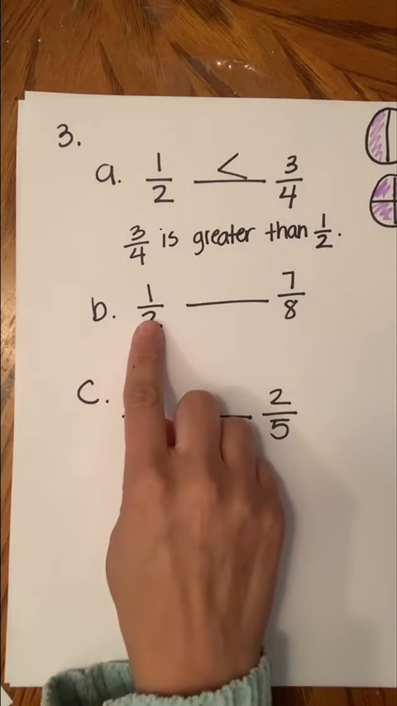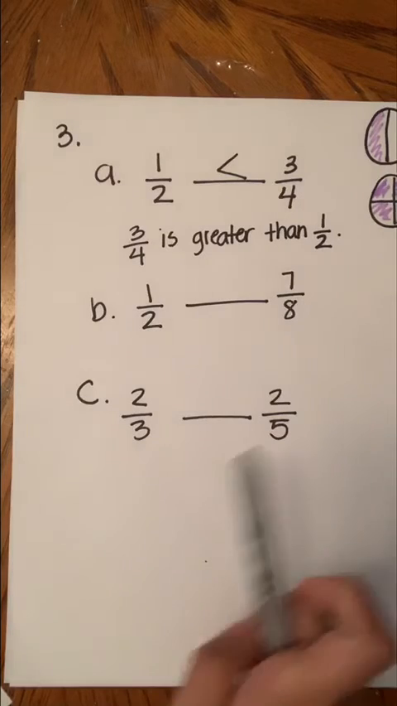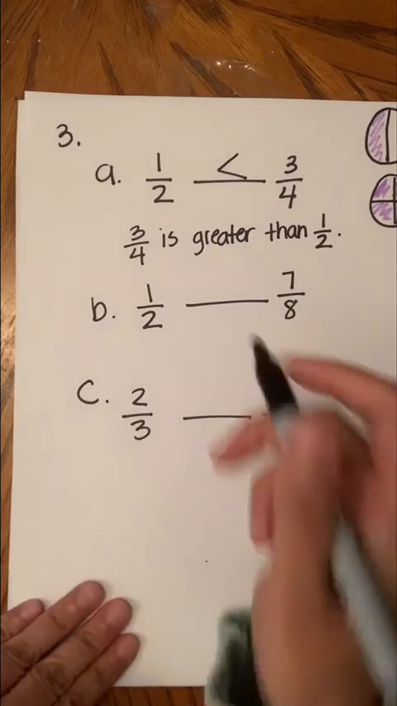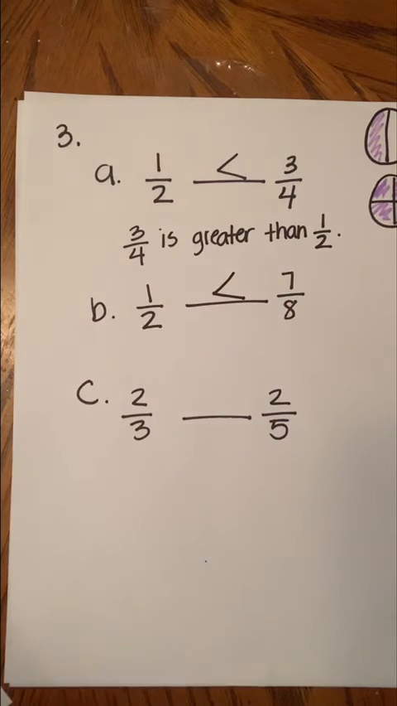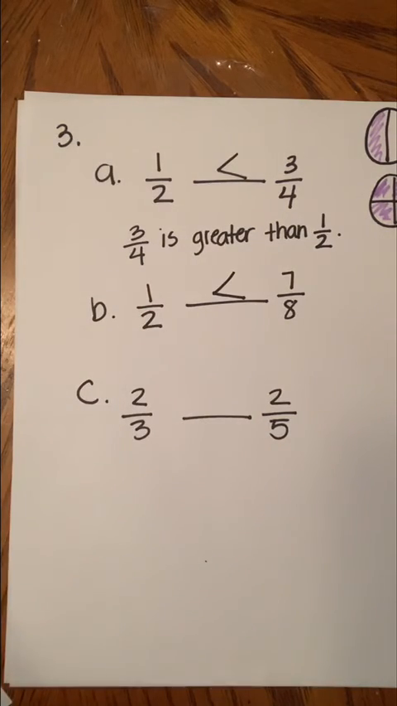Let's go ahead and do B together. Okay, so we're comparing 1/2 to 7/8. Well, Ms. Martinez, I see that 7/8 is almost 8/8. And I know that 8/8 is 1. Agree or disagree? So we can say that 7/8 is greater than 1/2 because it's closer to 1.